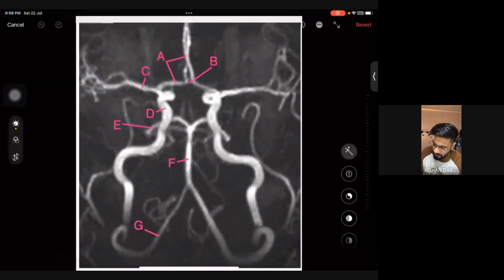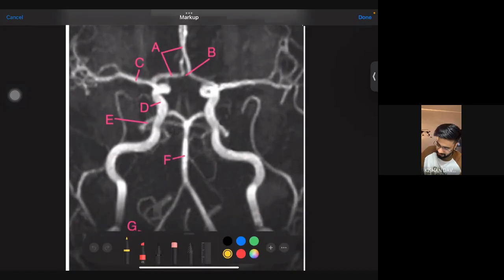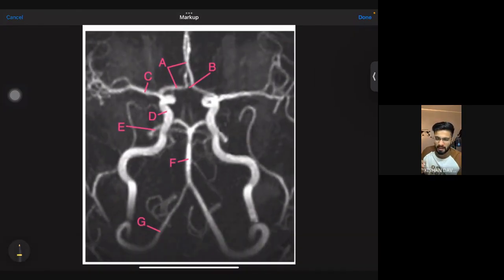Okay, Circle of Willis में भी ऐसे पूछते हैं. So let's just remember this diagram. I'll tell you फटाफट क्या क्या है. A is ACA, anterior cerebral artery. B is anterior communicating artery. C is MCA. D is ICA, internal carotid artery.